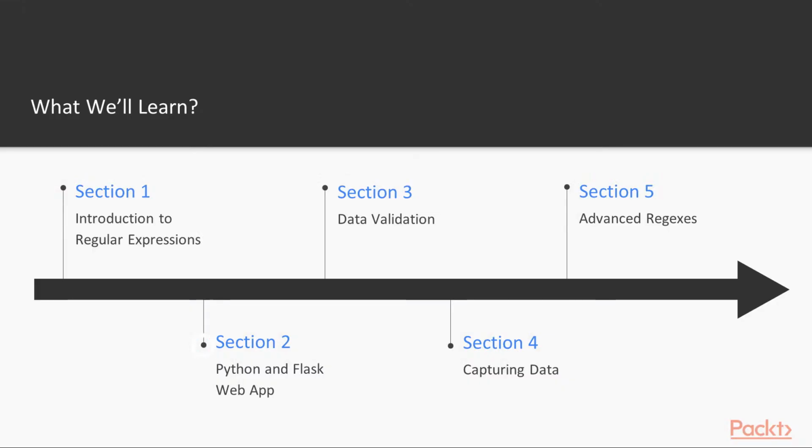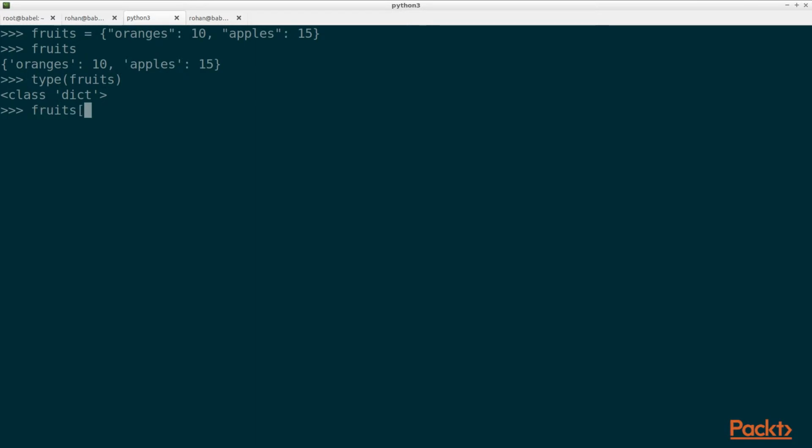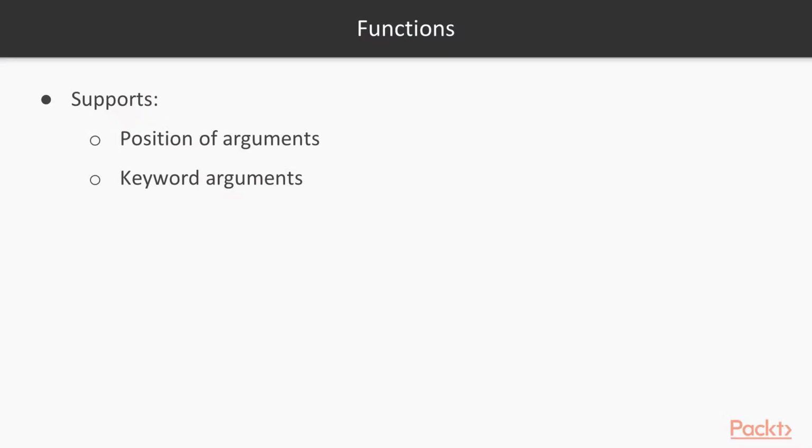Section 2, Python and Flask web app. In section 2, we'll have a quick overview of Python. So even if you're not familiar with Python, that's great. This section will certainly help you. We look at the data types, which Python provides us. We look at how to use the REPL, the read, eval, print loop. We learn how to use functions, how to create functions.